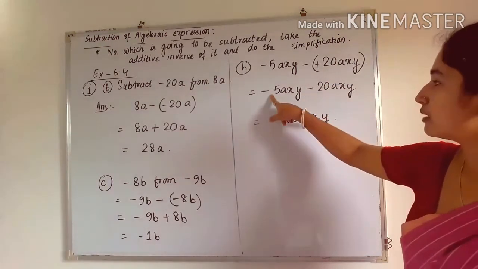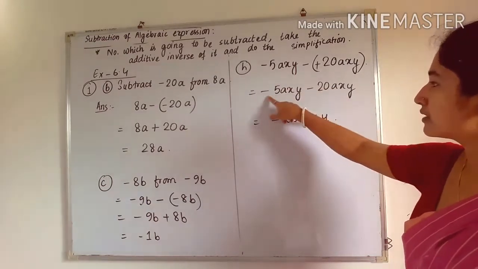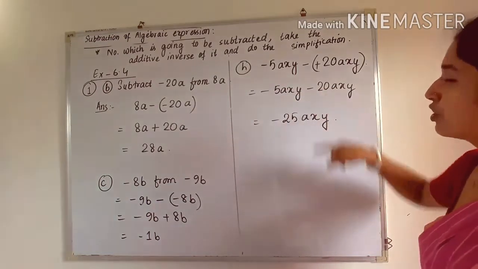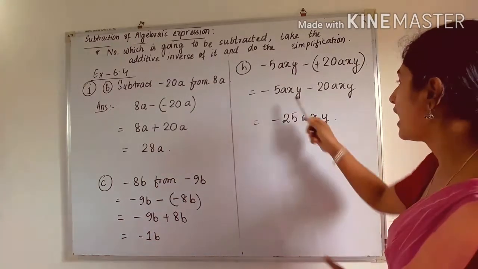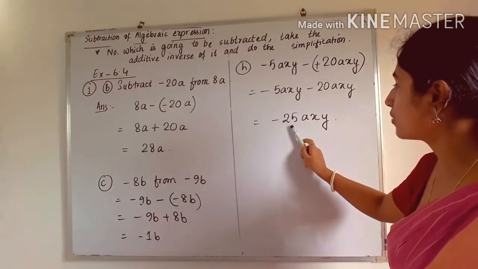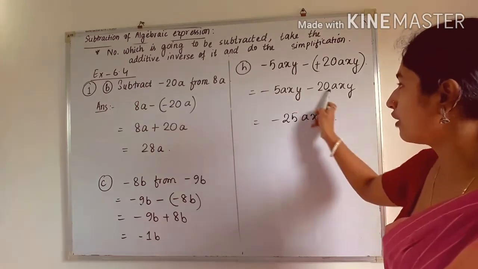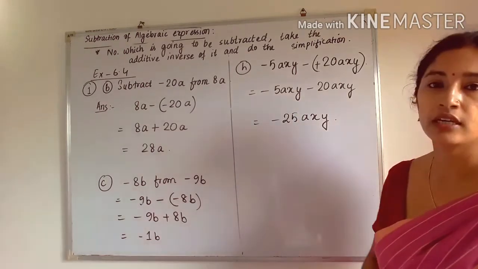Okay, so see, both have the same sign, both are negative numbers. If both are negative numbers, then we have to add. So by adding we will get 25axy, and you have to put the common sign, and the common sign is minus.